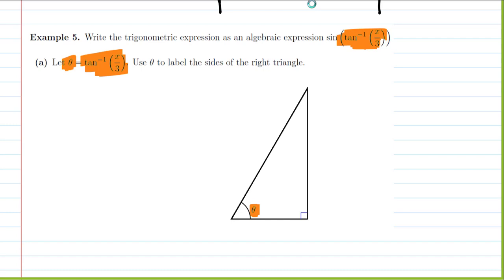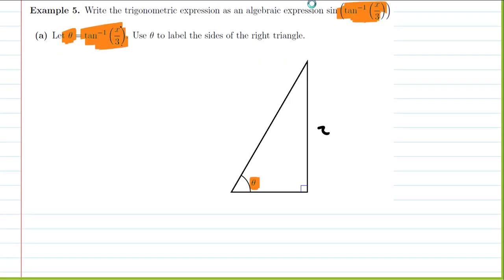So then tangent is opposite over adjacent. So that gives us the two sides of this triangle. So that's our opposite, and this is our adjacent. So then we can solve for the hypotenuse using the Pythagorean theorem.